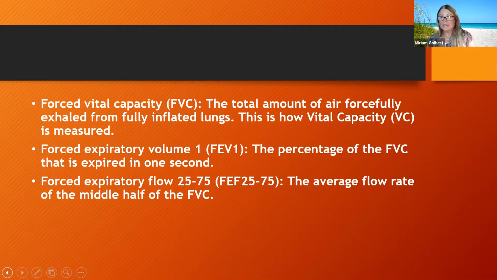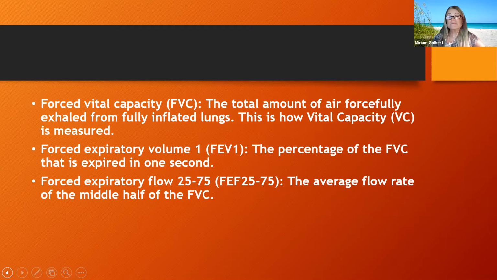So it means that you took an inhalation, then you inhale a lot more, and then you forcefully exhale all that. So that's what is called forced vital capacity. So it's all the air that you inhale, tidal volume plus inspiratory reserve volume. You're going to exhale it. Again, tidal volume, expiratory reserve volume. So that's what we call forced vital capacity.